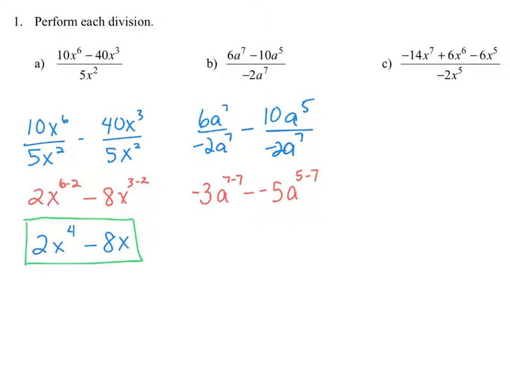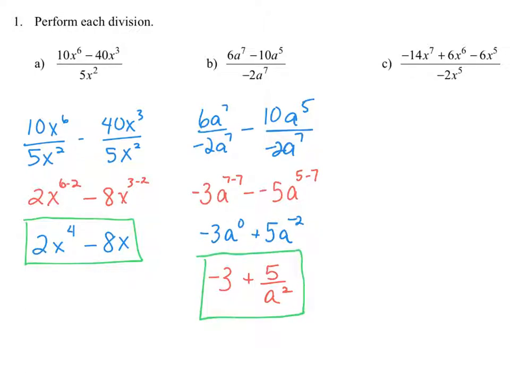Let's simplify, and we get negative 3, a to the 7 minus 7 is a to the 0. Minus a negative becomes a positive 5a to the 5 minus 7 power, which is a negative 2 power. We can simplify this even further. We know that a to the 0 is 1, so this is negative 3 for the first term, plus this a to the negative 2 exponent, we want to make it positive, so we move that to the denominator, keeping the 5 in the numerator to get 5 over a squared. So the final answer is negative 3 plus 5 over a squared.